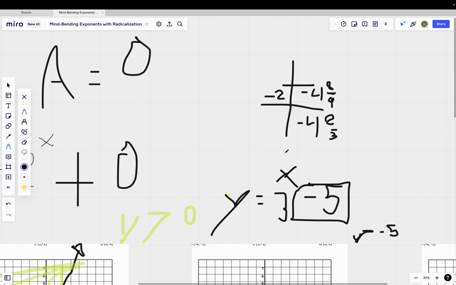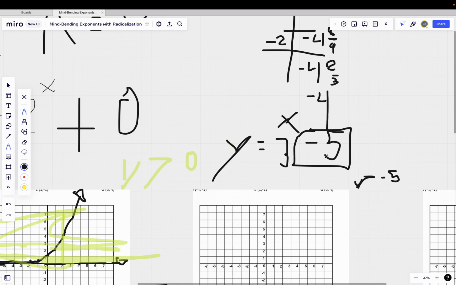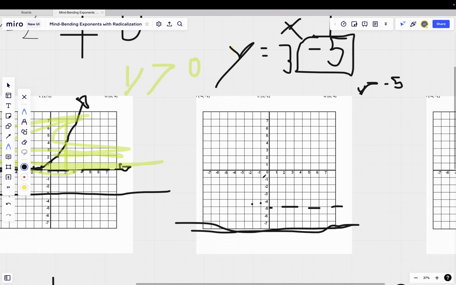And now we have it to the 0. So 3 to the 0th power is 1. 1 minus 5 is negative 4. So at 0, we get negative 4. Now, if you wonder how I'm doing this mentally, just do it in your brain first.